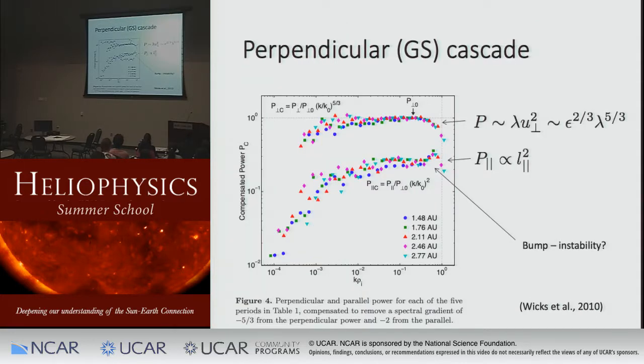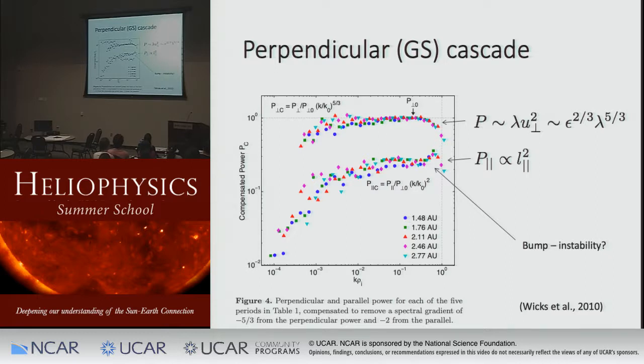This figure shows magnetic fluctuation spectra in the solar wind as a function of the wave number, k perp, or k times rho, sorry. And this top one is compensated by 5/3. So this is the perpendicular spectrum, and at least over this regime here, it looks nicely like 5/3. And this is the parallel spectrum, and this thing scales like k parallel to the -2, basically.